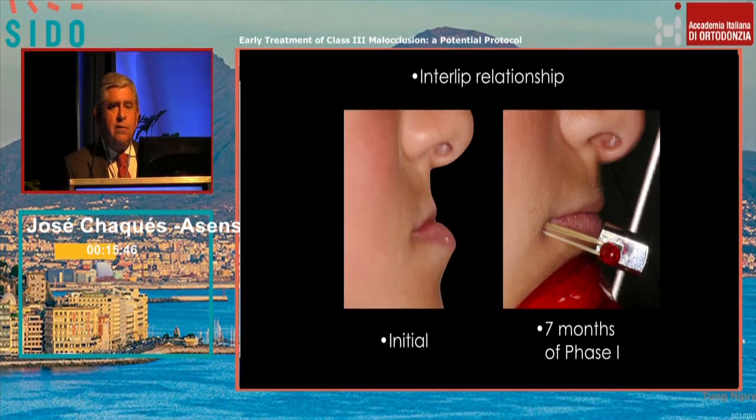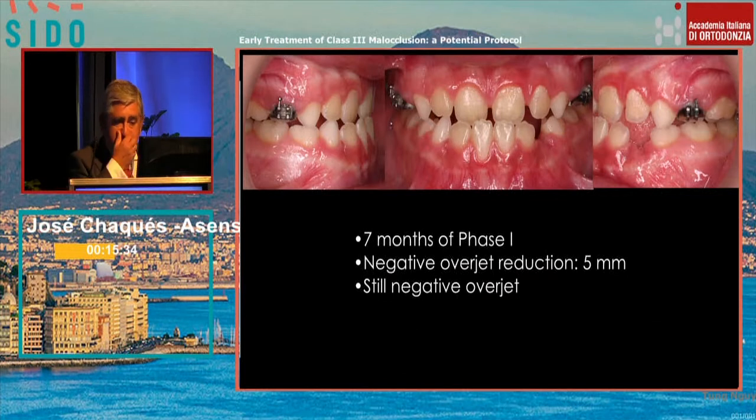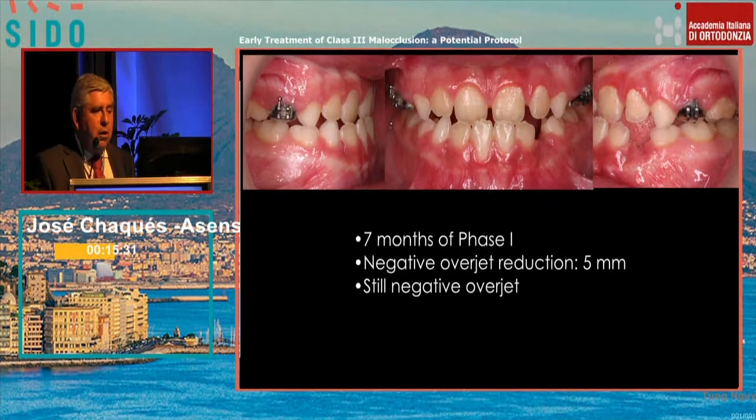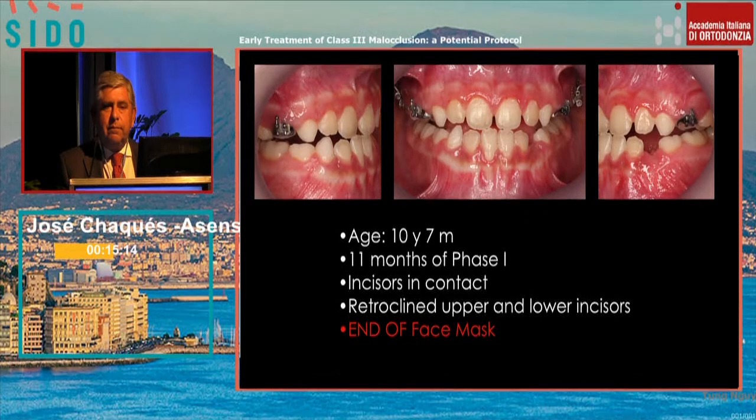Now look at the difference at the lip relationship after 7 months of phase 1, after 3 months of Alramec and another 4 months of protraction. And after 7 months, we got a reduction of 5 millimeters in the overjet. We went from -9 to -4, a still negative overjet. But I decided to keep on going, and I went until 11 months of protraction. And then incisors were in contact. 9 millimeter correction of the overjet.